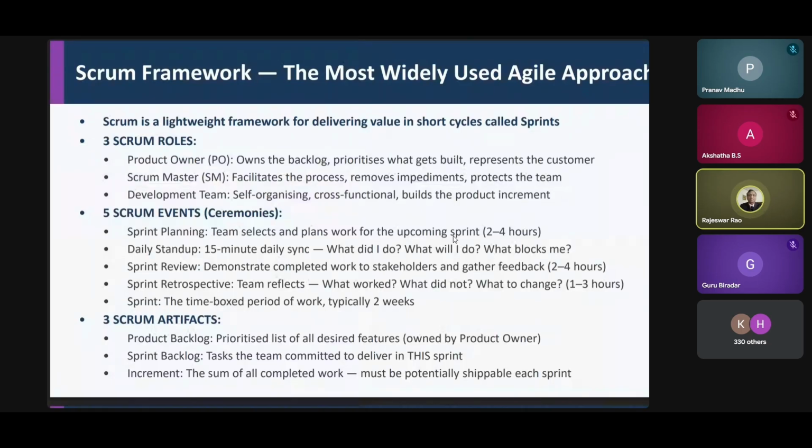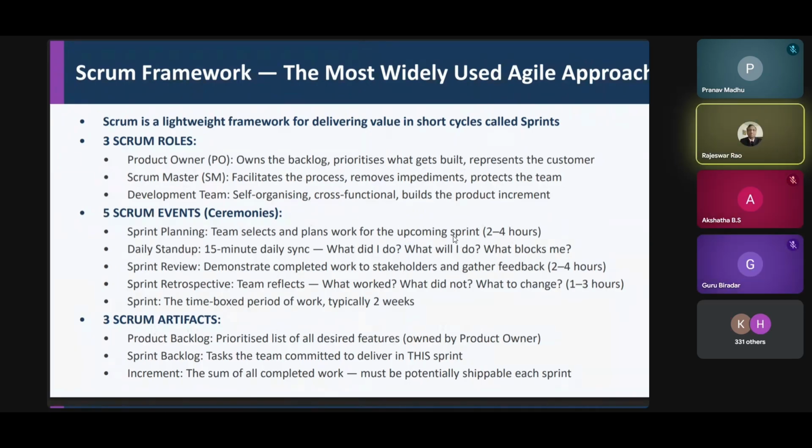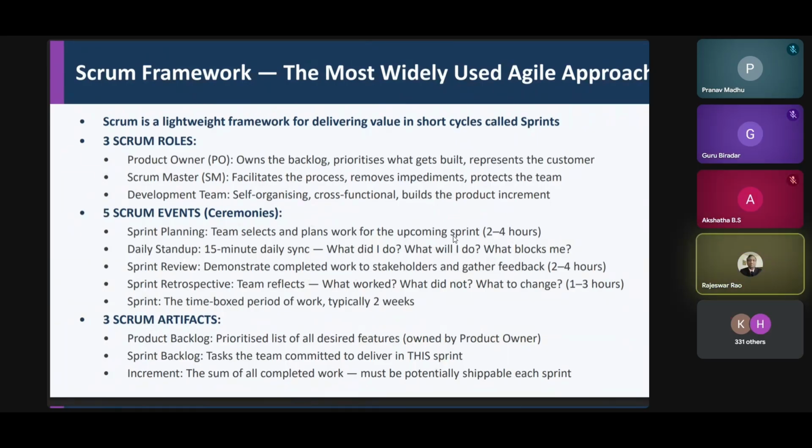So along with all these processes and values, there is a bit of mandated documentation to be done. No, it's not that the entire Agile framework is without documentation. There is absolutely minimum documentation required, but those documents are mission critical and they are bound to happen. You cannot say that I won't do that.